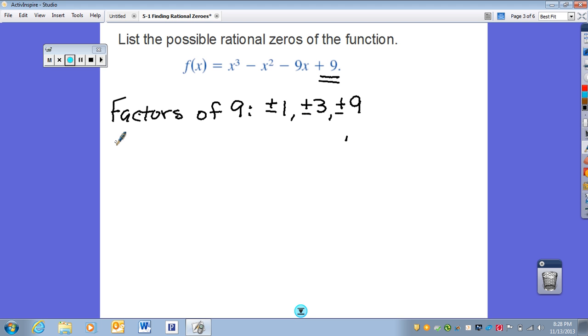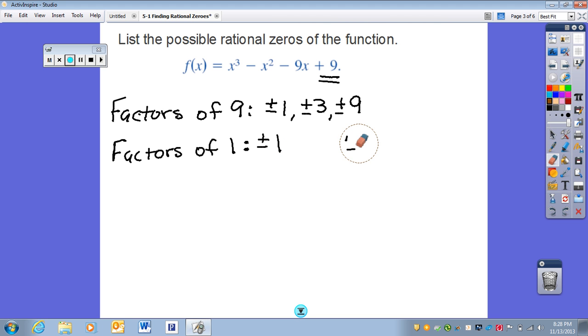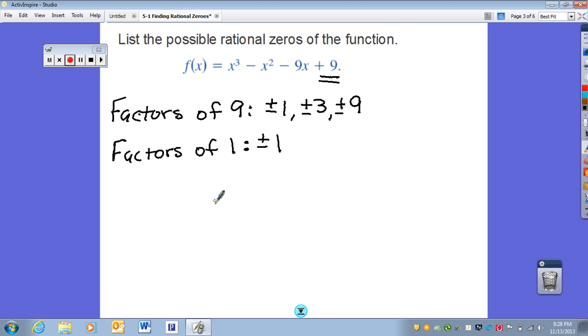And then we need the factors of our leading coefficient. And our leading coefficient is 1. So this is an easy one. The factors for 1 would just be positive or negative 1. So to find all the possible solutions or zeros of this function, we simply take all of the factors of 9, positive and negative 1, positive and negative 3, and positive and negative 9, and we divide that by the factors of the leading coefficient, which is 1.